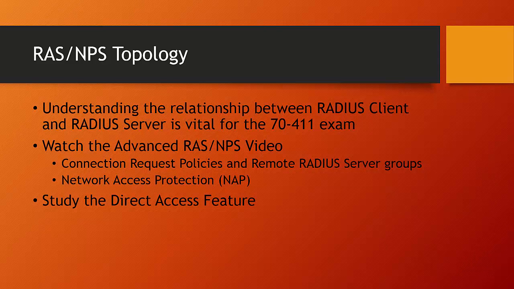So what next? Well, I would say that understanding the relationship between Radius clients and Radius servers is a vital part of the 7411 exam. Make sure you understand the configuration of both remote access servers and network policy servers and how they work together. Watch the advanced RAS NPS video on this website where we will discuss connection request policies, remote Radius server groups, and how they can both be used to pass on authentication and authorization requests to remote NPS servers. And we'll also discuss network access protection and how that can be used to prove the health of clients connected in.